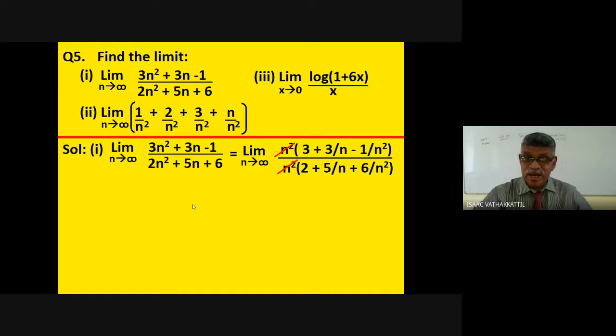And apply the limit. We know the limit n tends to infinity of 1 by x, or limit x tends to infinity of 1 by x, is 0. So what is the answer?